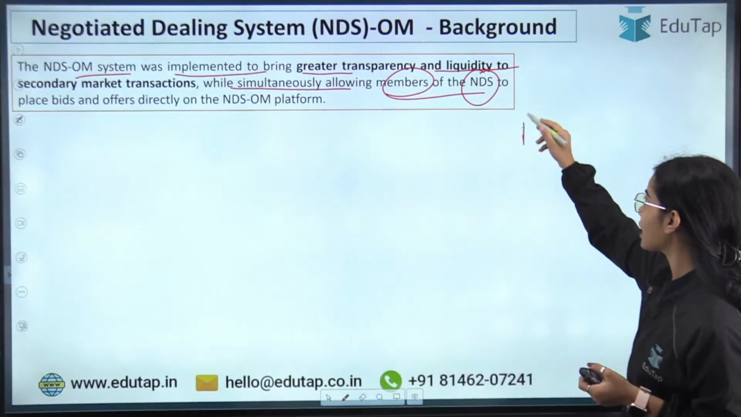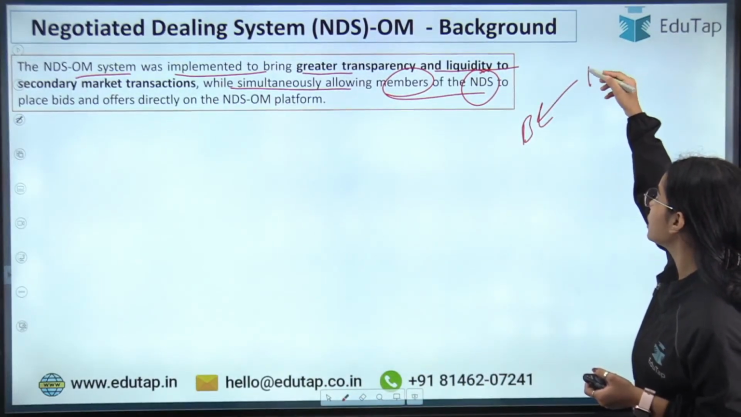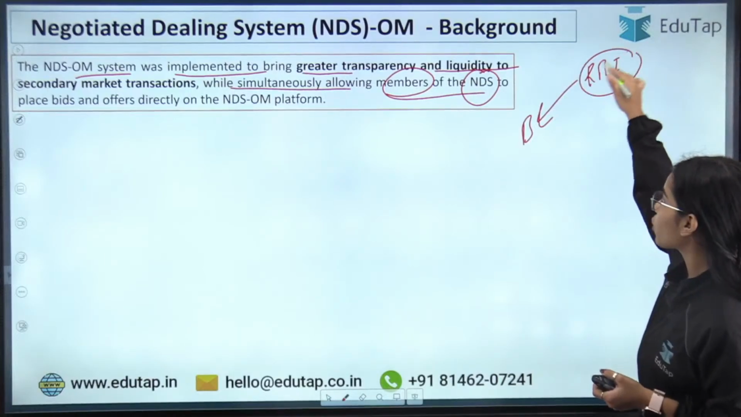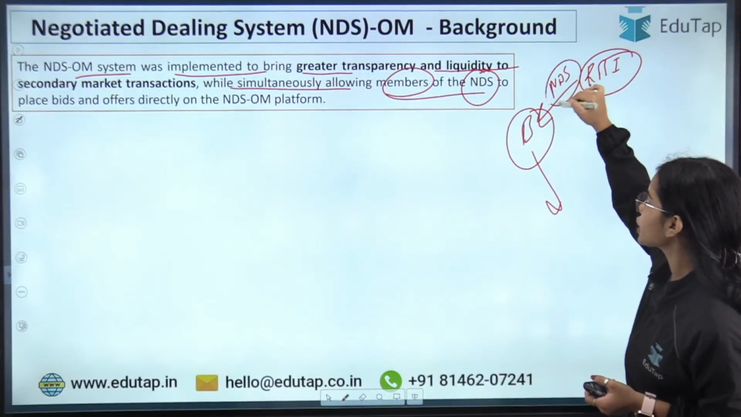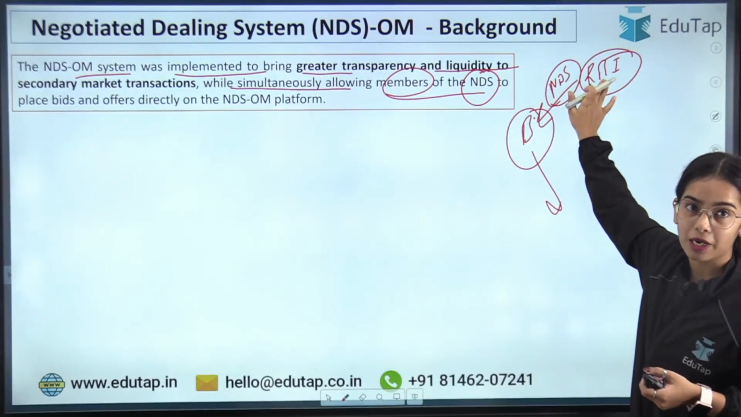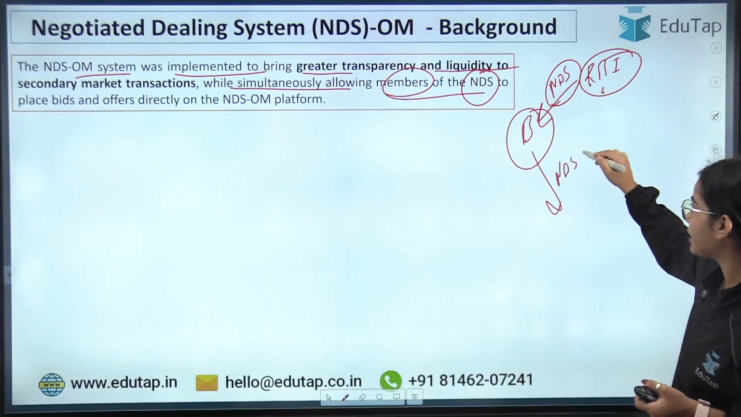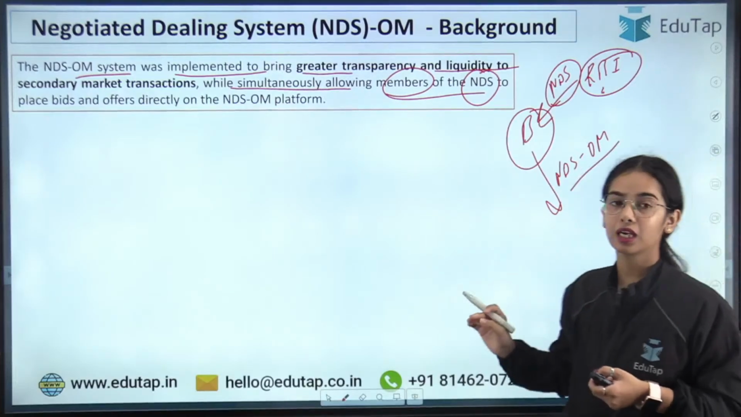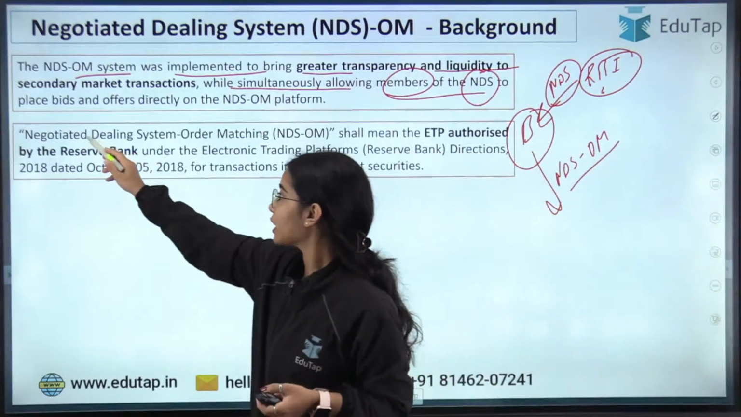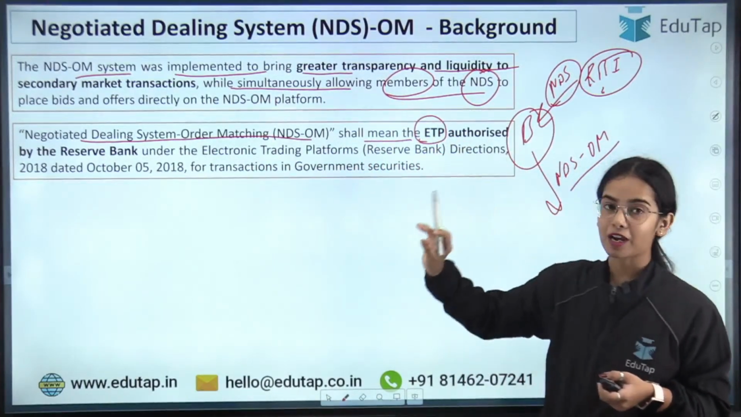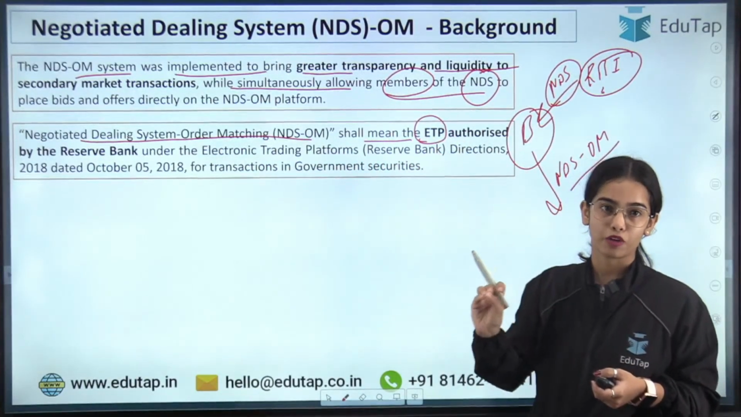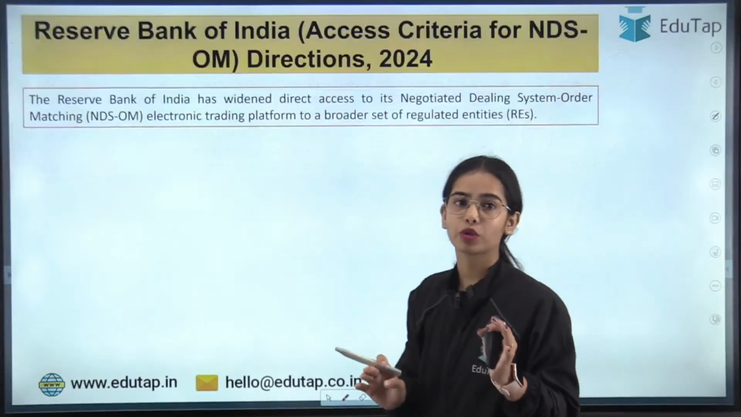So let's say one bank is buying the government security from the Reserve Bank of India and wants to sell it later on, so they can buy the government securities through the NDS platform from the RBI and later on sell it at the NDS-OM platform. Okay, so this is the idea. So Negotiated Dealing System Order Matching shall mean the electronic trading platform authorized by the Reserve Bank of India. So this is the basic idea about the NDS-OM.